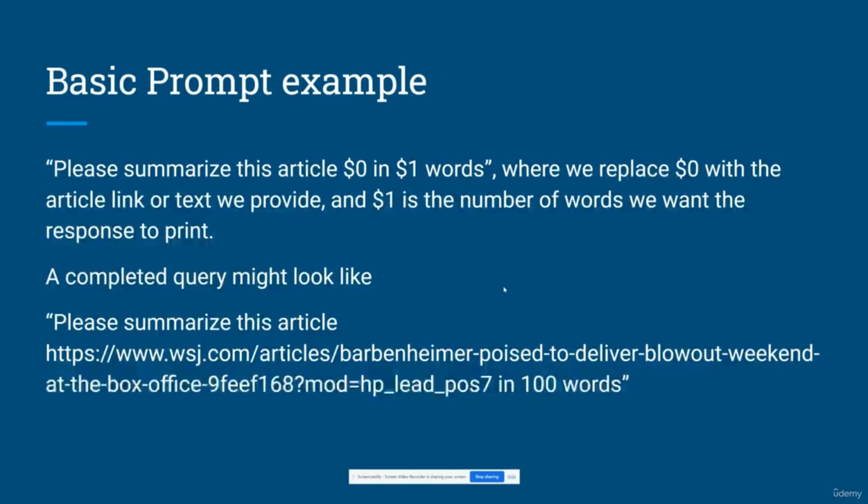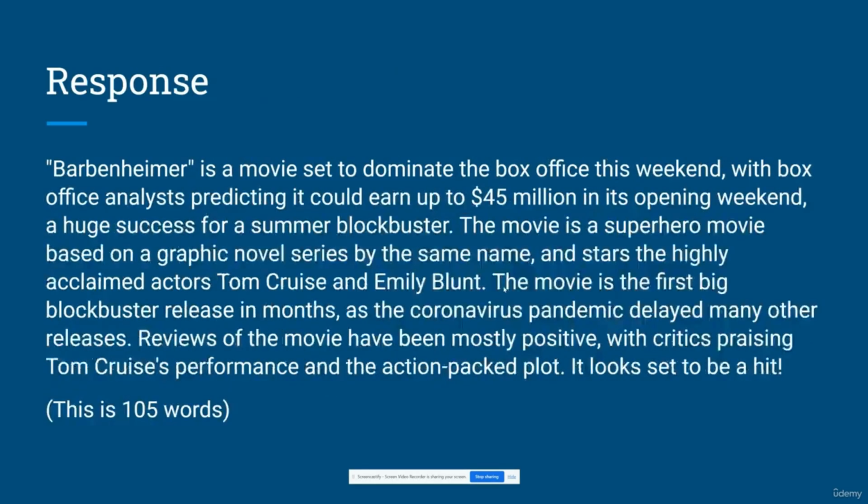In this case, it is a slight variation on the previous prompt, and we can use this basic prompt example. "Please summarize this article with placeholder and placeholder words." We'll replace the first placeholder with an article link or text that we provide, and the second placeholder with the number of words we want the response to print. An example query might look like this: "Please summarize this article with the Wall Street Journal article we used in the previous lesson in 100 words." And a response might look like this.